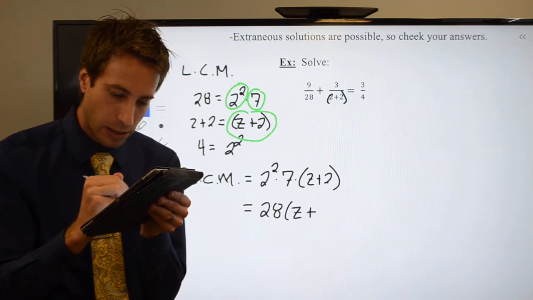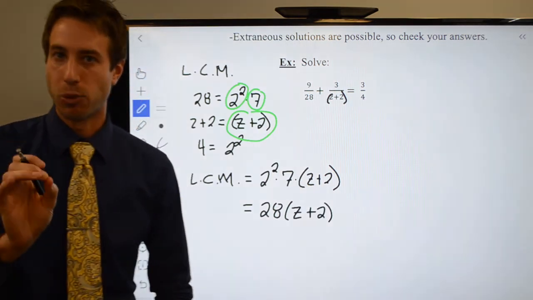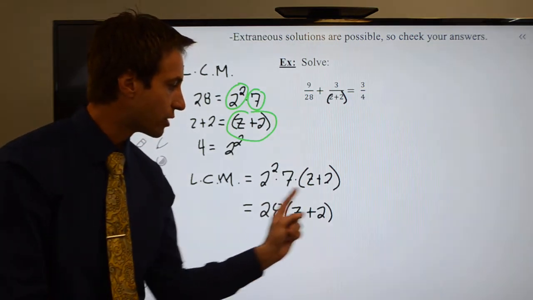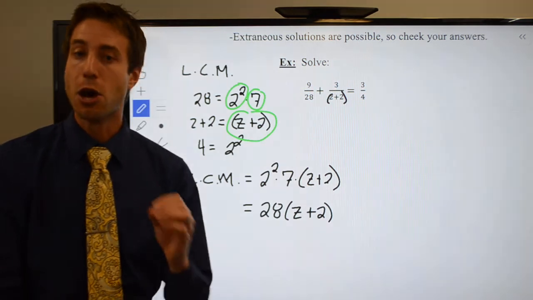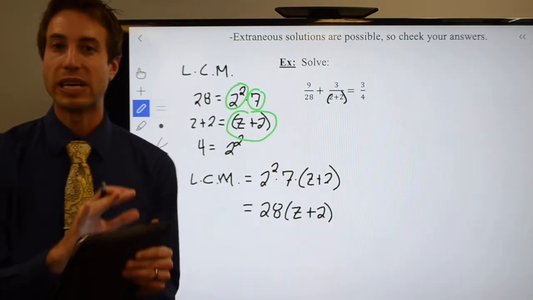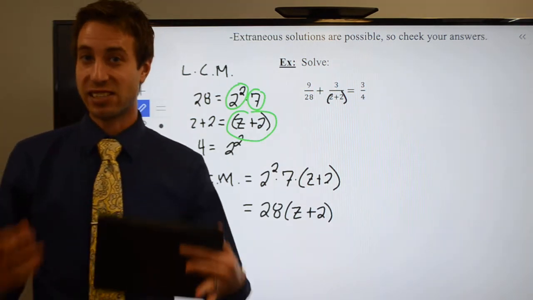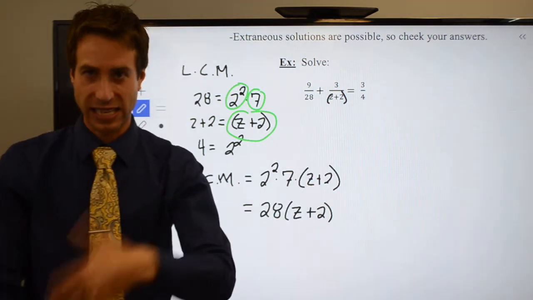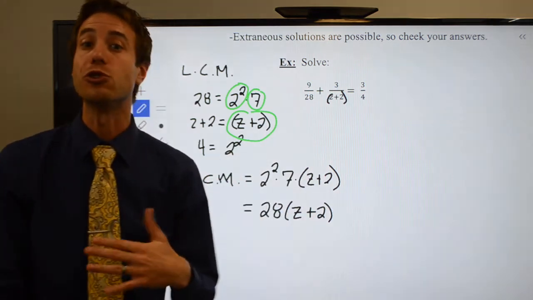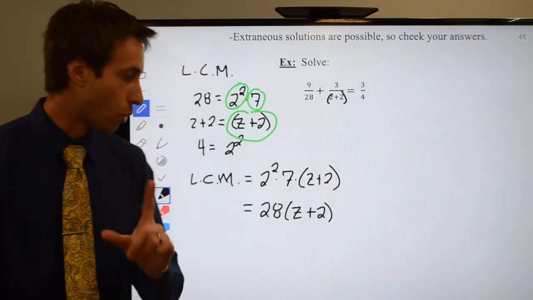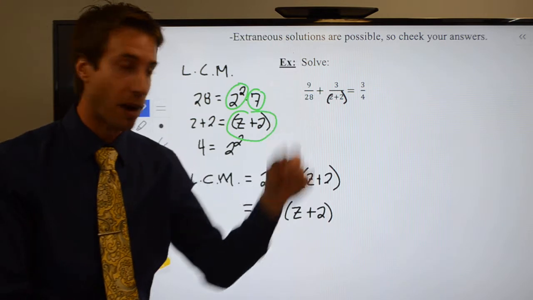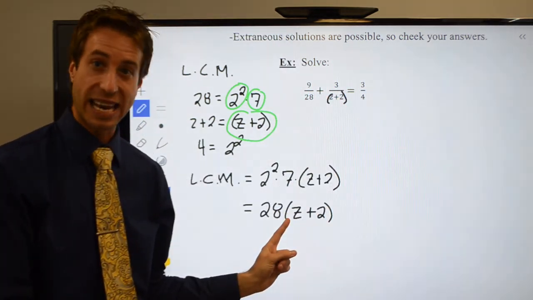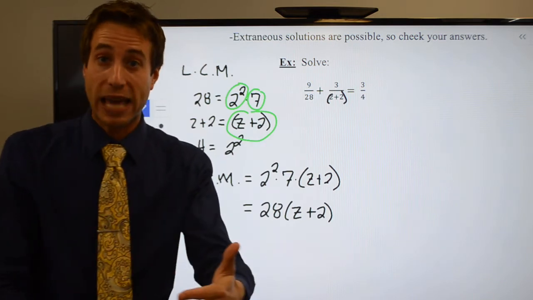28(z plus 2). Now, real important thing here: you could distribute that 28 through the parentheses, but don't do that. What you're going to want to do is leave things in factored form. And if they're not factored, you're going to want to factor them, as we'll see a little later in exam problems, because here's what's going to happen. What I'm now going to do is what I said up above. I'm now going to multiply each of these guys by that LCM, right? And that's okay.